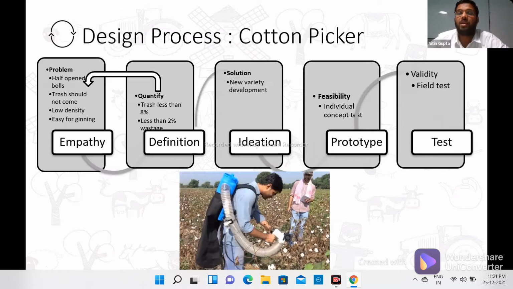अगर हम जिनिंग मिल तक नहीं जाते तो हमें यही नहीं पता चलना था कि हमारी जिनिंग, मतलब कि हमने जो कॉटन हार्वेस्ट कर रहे हैं उसके अंदर ट्रैश नहीं होना चाहिए 8% से ज्यादा। 8% से ज्यादा ट्रैश होगा तो वो जिनिंग नहीं कर पाएंगे। So this is something which we found during the empathy phase, the first phase. So you see how much depth we have gone to just make sure that we know every aspect of the problem.